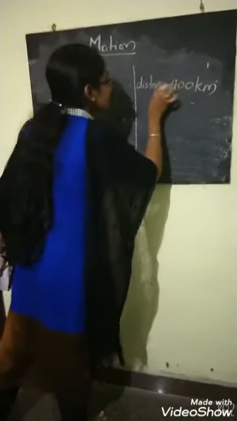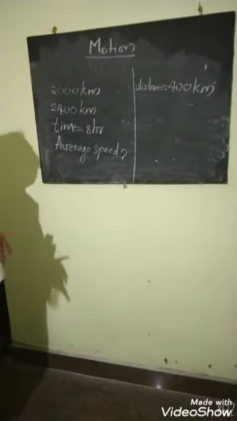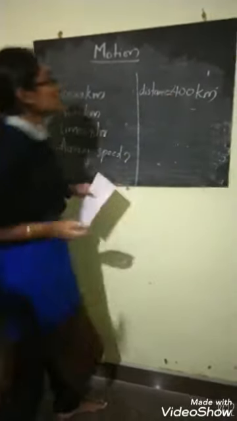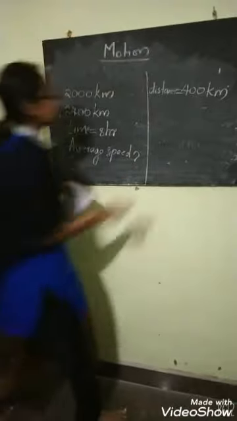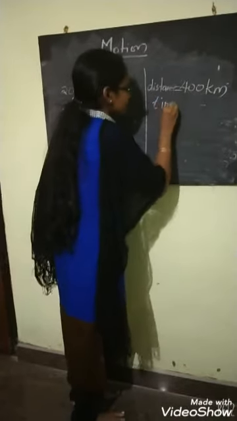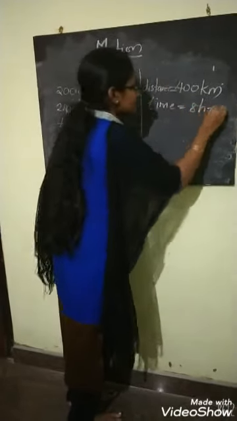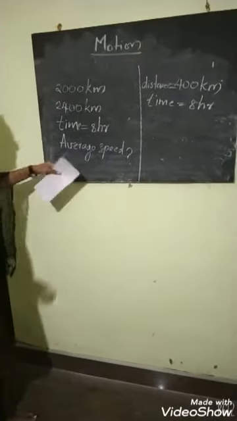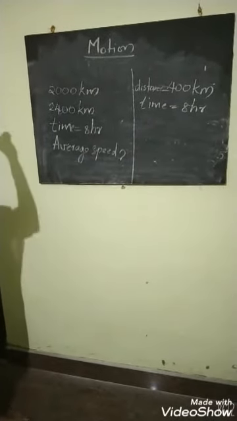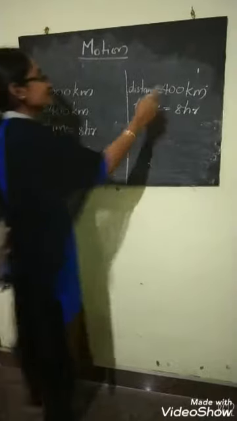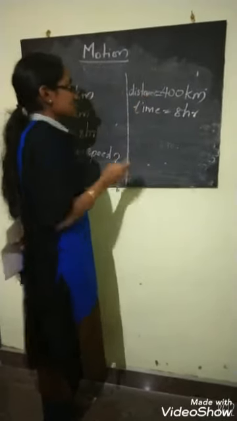So, this is not minus 400. The distance is equal to 400 kilometer and the time is 8 hours. Now, we want to find the average speed. What is the average speed? Average speed is the total distance travelled divided by total time.